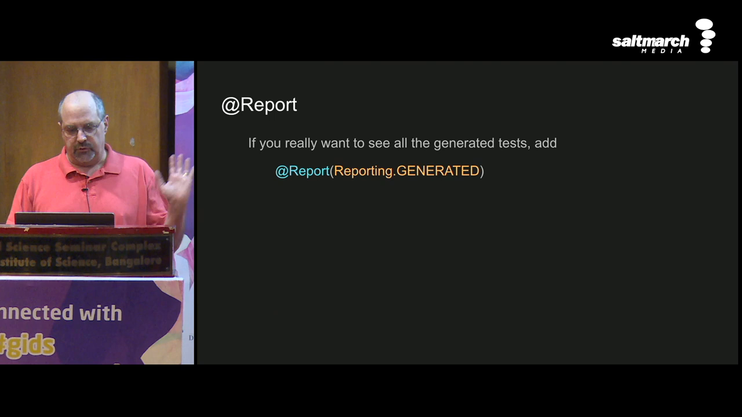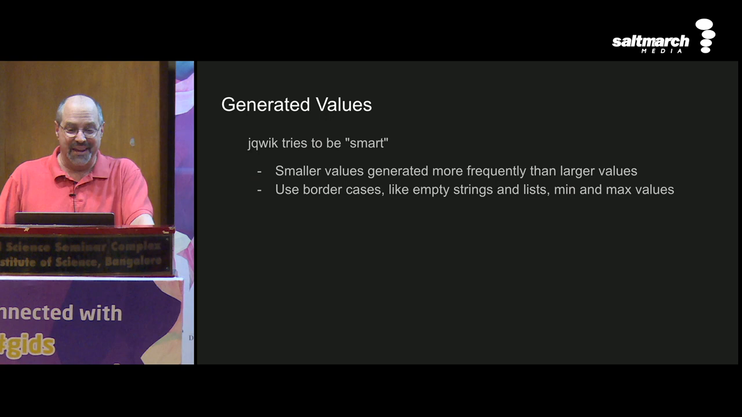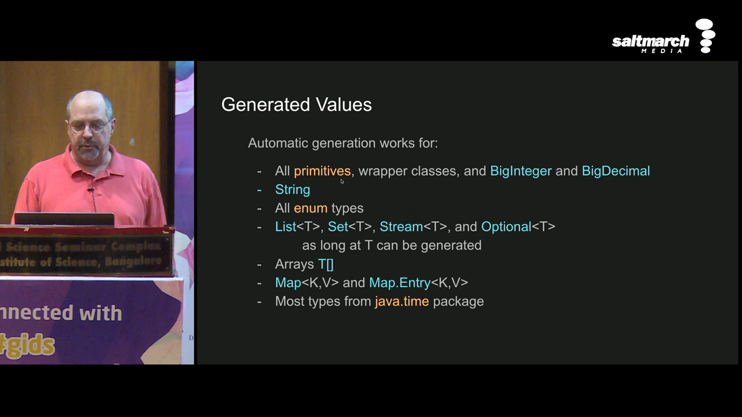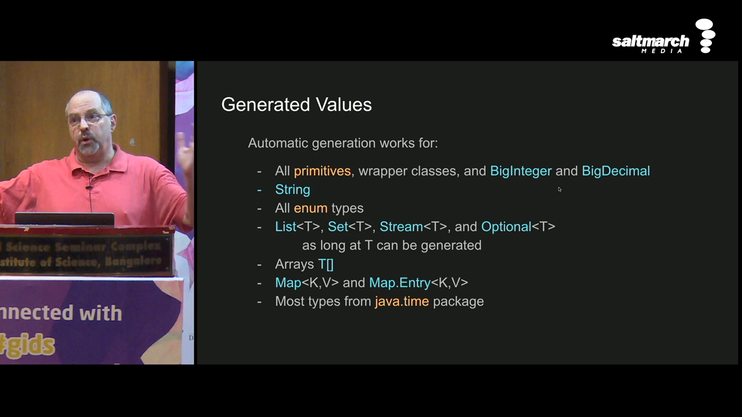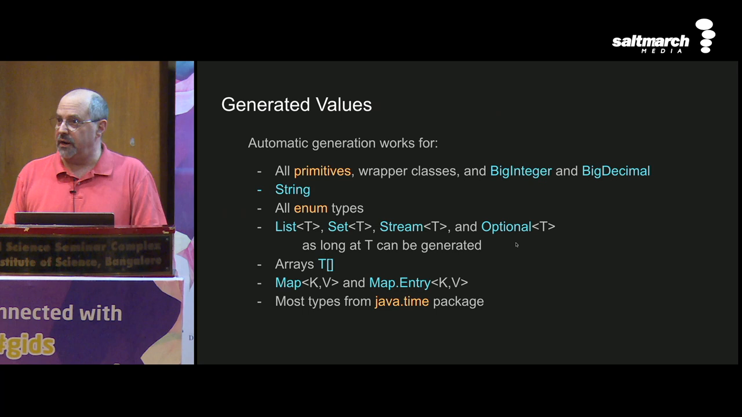Okay, I told you about the @Report annotation as well. Now, again, about the generated values, smaller values are generated more frequently than larger values too, which is, again, not obvious and interesting, but it does try to do border cases like empty strings and empty lists and min and max values as well. The generated values are available for all primitives, all the wrapper classes as well, so you don't have to stick to one or the other. It also works for BigInteger and BigDecimal. Now, of course, this is going to be infinite, but we can restrict that. Strings, there's lots of restrictions you could put on it, enum types, of course, as well as list, set, stream, and even optional. It will generate optional values as well, as long as the type that you're wrapping is something it knows how to generate.